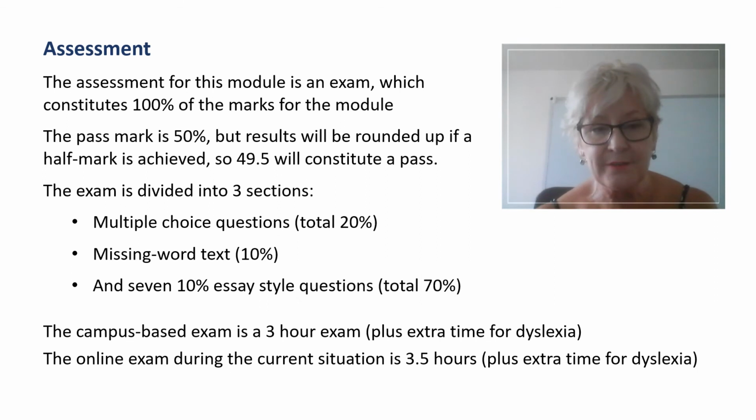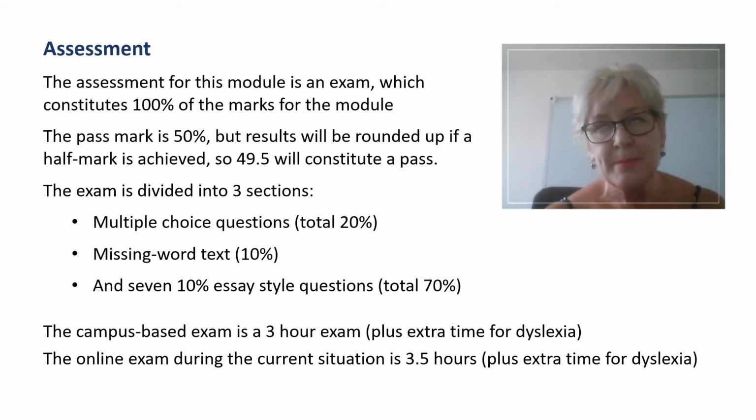So you have 7 10% essay style questions. So they're quite short essays. And this is where your precise, clear writing style comes in. So because there's 7 of them, they amount to 70%. But if you get everything right on the first 2 sections, you only need 20% out of that. So it's in 3 sections, 3 different styles of question to help you.